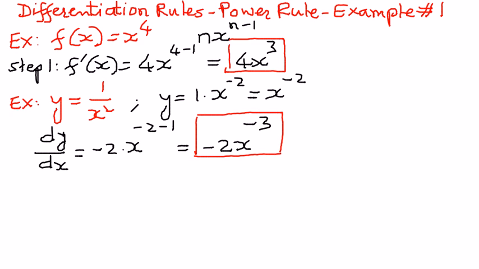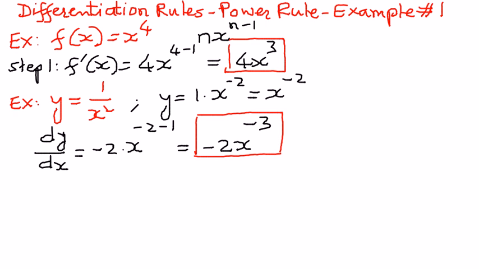If the given function is y is equal to 1 over x squared, we can bring the denominator up to the numerator, write it out as a negative exponent, then apply the power rule to it, and therefore simplify it.